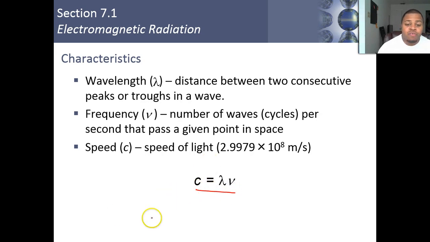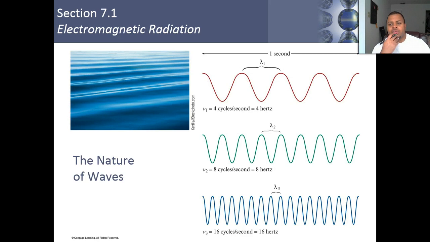Wavelength and frequency have an inverse relationship, meaning as the wavelength goes up, or as the waves get longer, if this is my given point, the frequency goes down. That makes perfect sense. If I have a wave that's several miles long, it takes a good amount of time to pass that point over and over. But if I have a very short wavelength, it's going to take a short time to pass that point.